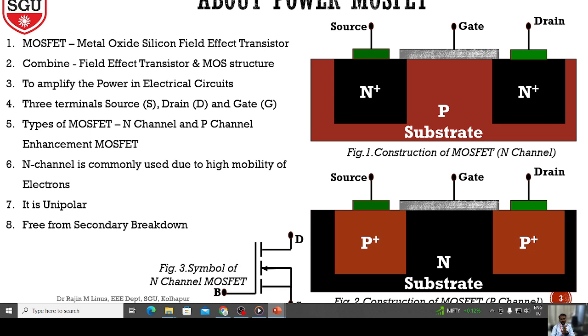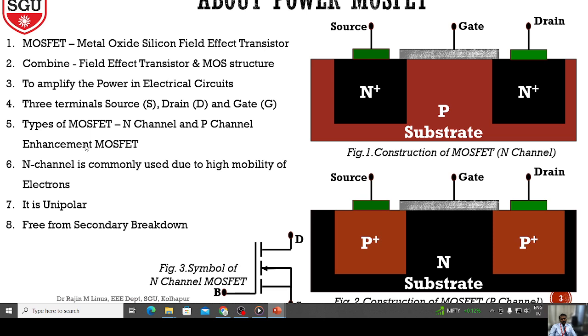Then this MOSFET has three terminals: source, gate and drain. Source, gate and drain. In this case, drain and source are the power terminals, and the gate and source are the control terminals.